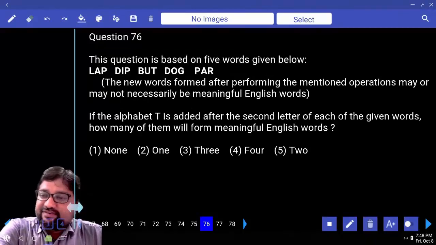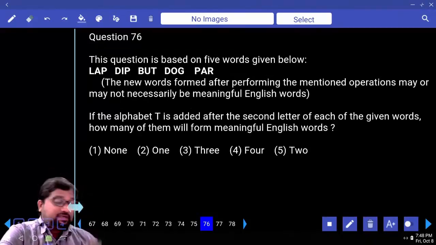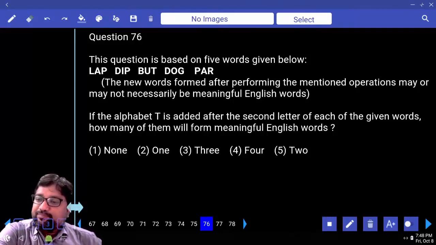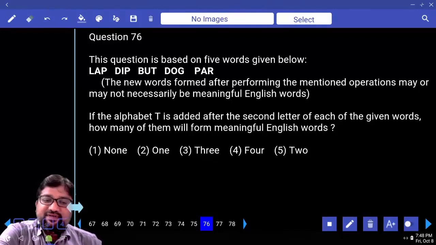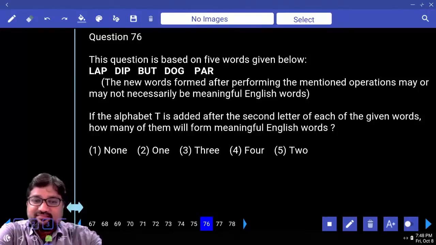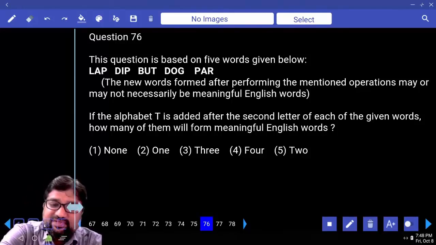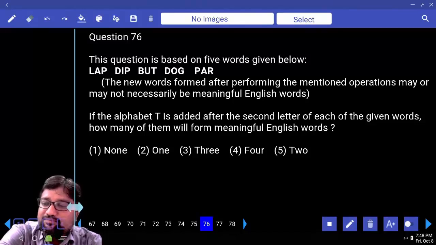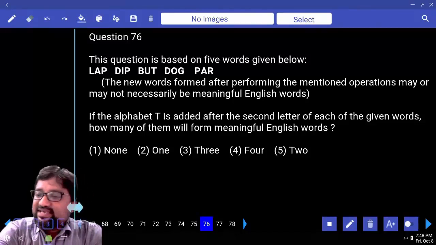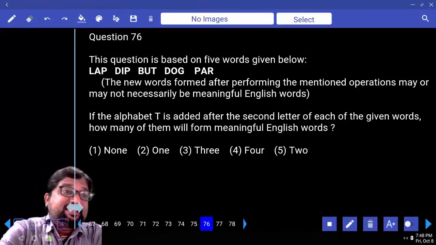This question is based on 5 words given below. How many words? Each word has how many letters? 3 letters. The new words formed after performing the mentioned operation may or may not necessarily be meaningful words. If the alphabet T is added after the second letter of each of the given words, then how many of them will form meaningful English words? Now he says you should add this T after the second letter.